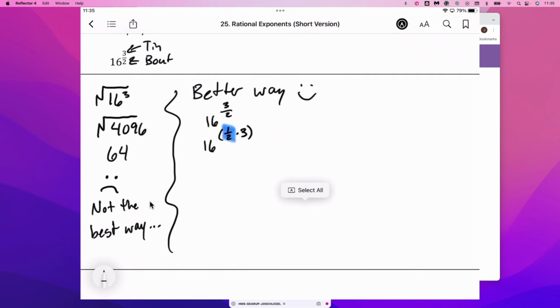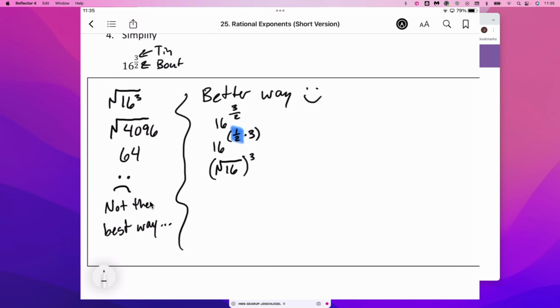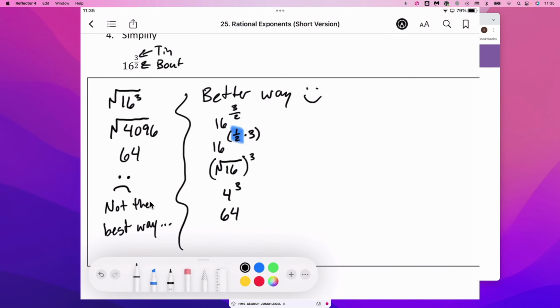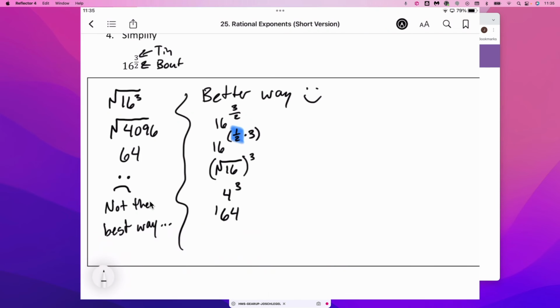And so again, tin and bout, so we end up with the square root of 16, but that power of 3 is still out there. And so if we take the square root of 16, we get 4. That power of 3 is still out there. 4 times 4 is 16, times 4 is 64. This is a better way, and a way that we're going to continue through this homework assignment to do these.